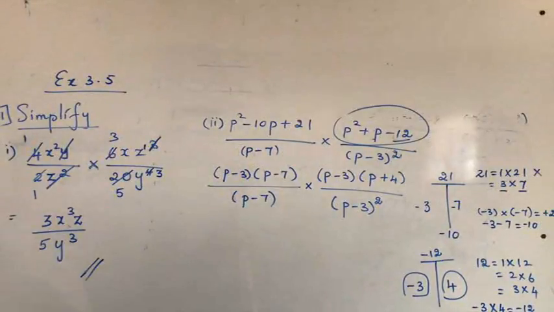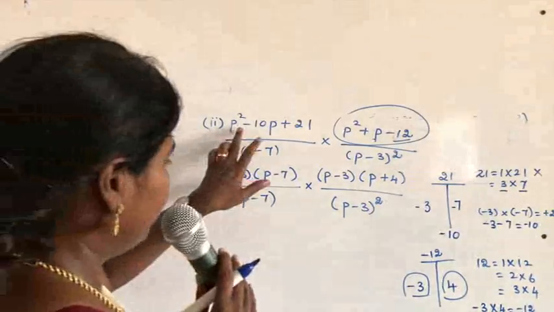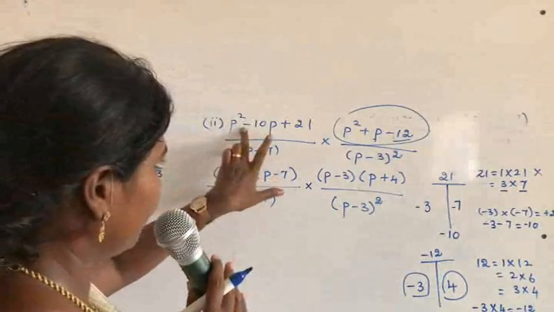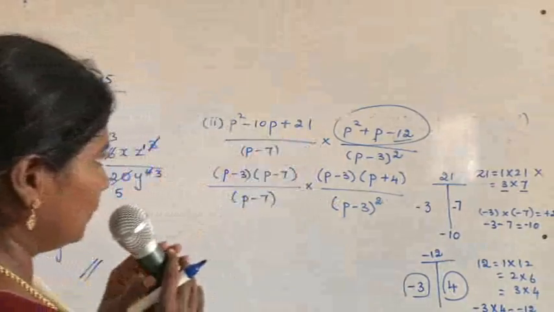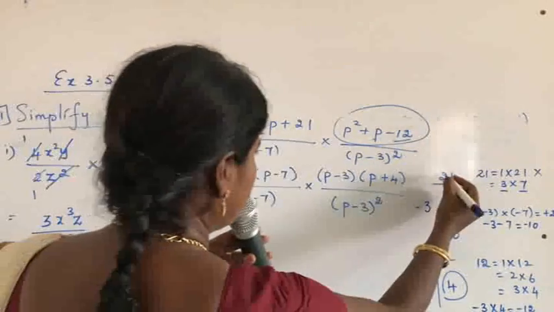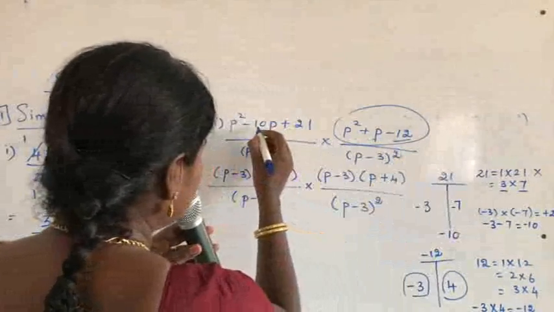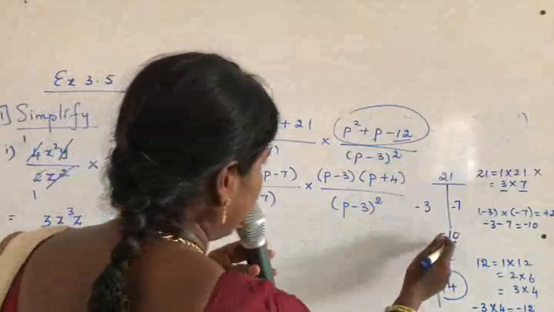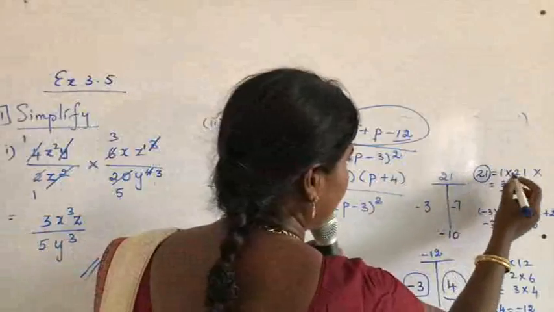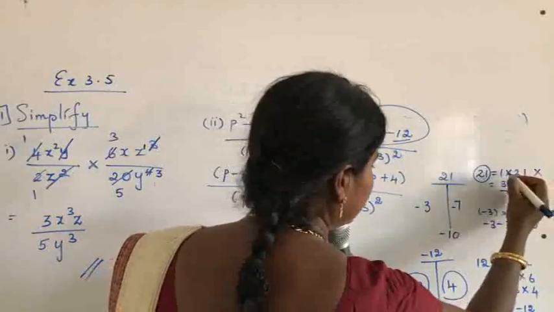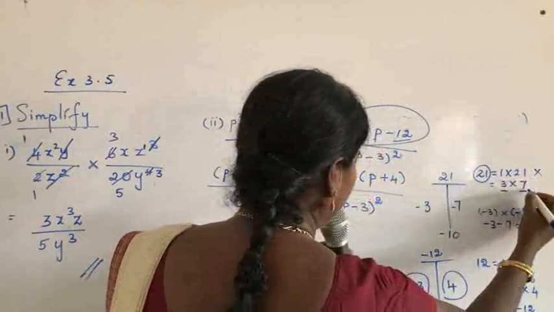I hope you people have understood the T method. For the first part, that is the numerator, what do you have? p square minus 10p plus 21. So you take the constant term. What is the constant term? 21. And what is the coefficient of the middle term? Minus 10. So you have to take the factors of 21. So I get two expressions: 1 into 21, 3 into 7.